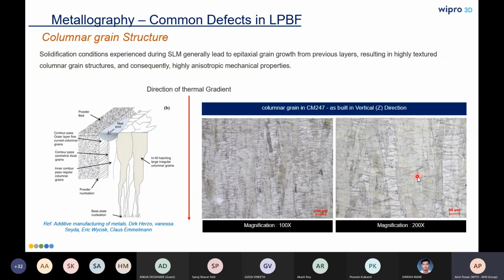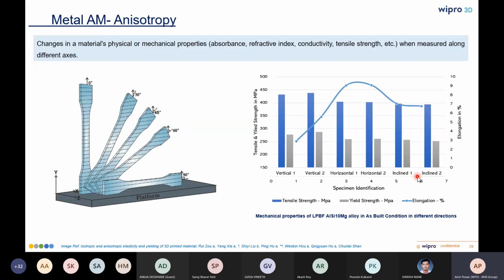The other common defect is columnar grain structure. First I will talk about the anisotropy, and then we will go back to the columnar grain structure. So basically, what is anisotropy? It is the change in a material's physical and mechanical properties when measured along different axes.